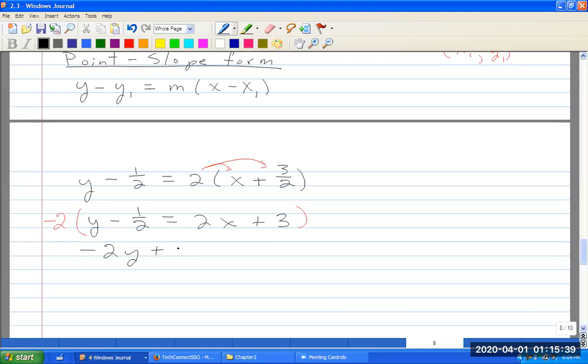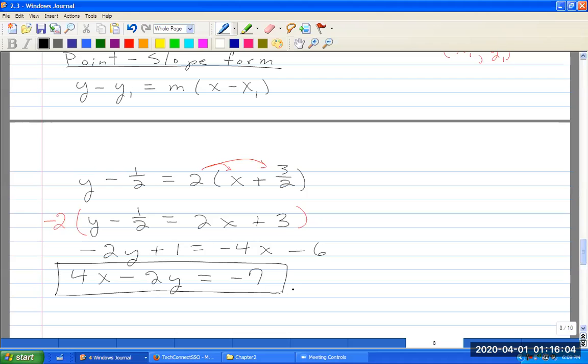And so I have -2y plus 1 is equal to -4x minus 6. Let me add 4x to both sides of my equation and subtract 1 from both sides of my equation. And so I have written a line satisfying my given conditions in standard form.